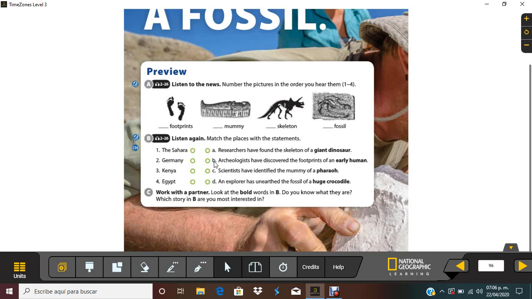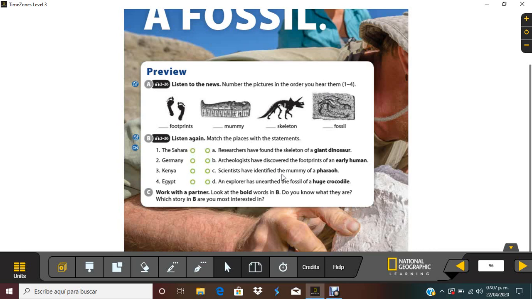Archaeologists have discovered the footprints of an early human. Remember, you can pause the video and go back, yes, and you can practice your pronunciation over and over again. All right, letter C. Scientists have identified the mummy of a pharaoh. Excellent. Letter D. An explorer has unearthed the fossil of a huge crocodile. Yes?